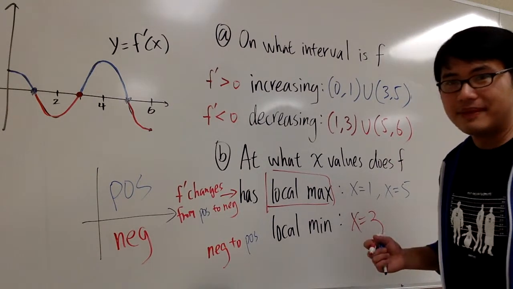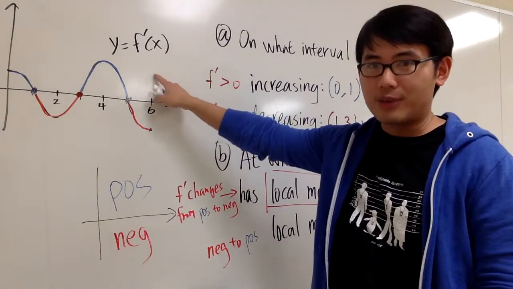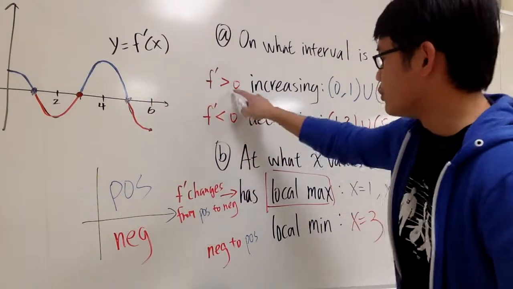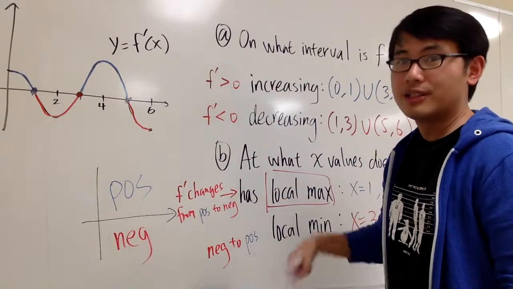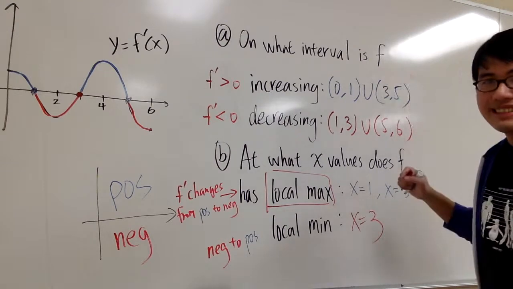And this is it. And once again, do not get confused on what kind of graph we are given. This is the graph of the derivative. So we have to remember these little details so we can talk about the original function. And this is it.